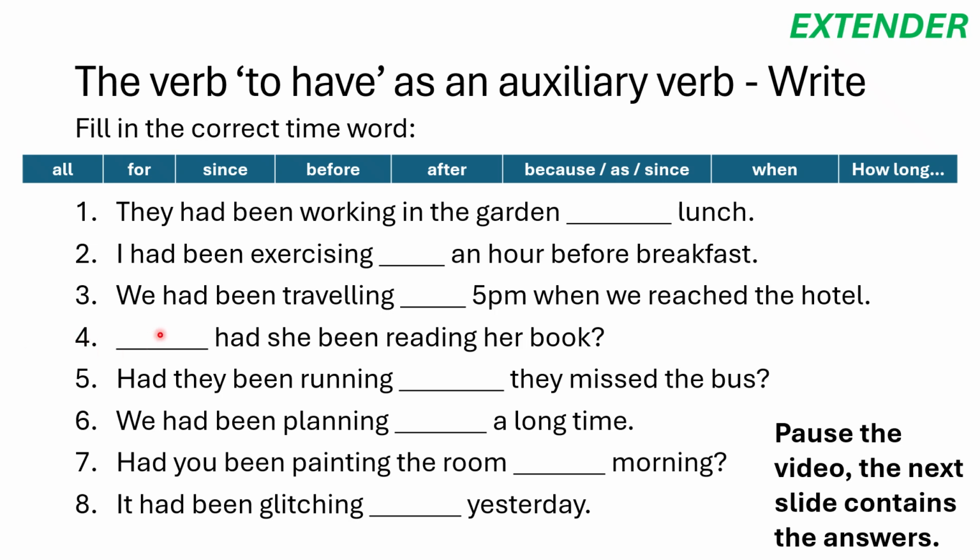4. ___ had she been reading her book? 5. Had they been running ___ they missed the bus? 6. We had been planning ___ a long time. 7. Had you been painting the room ___ morning? 8. It had been glitching ___ yesterday. Pause the video. The next slide contains the answers.